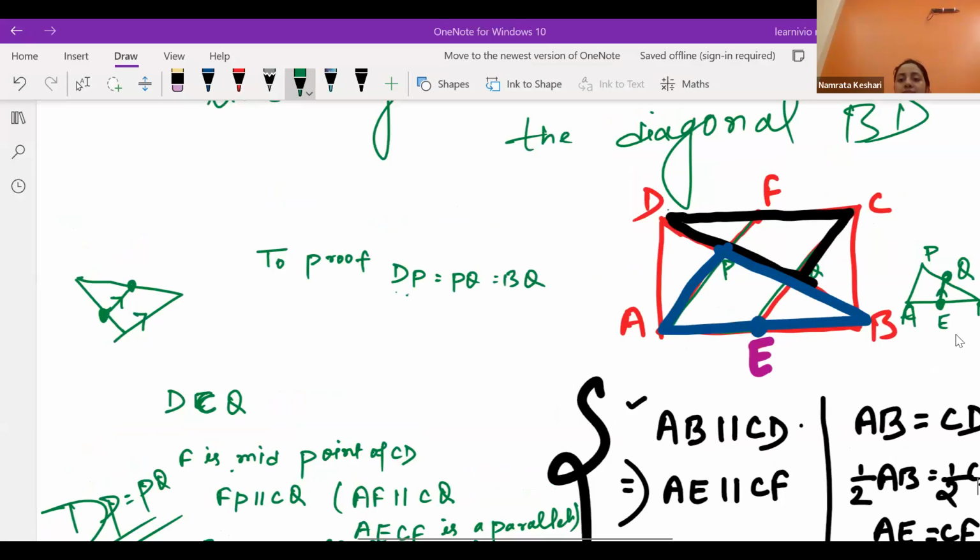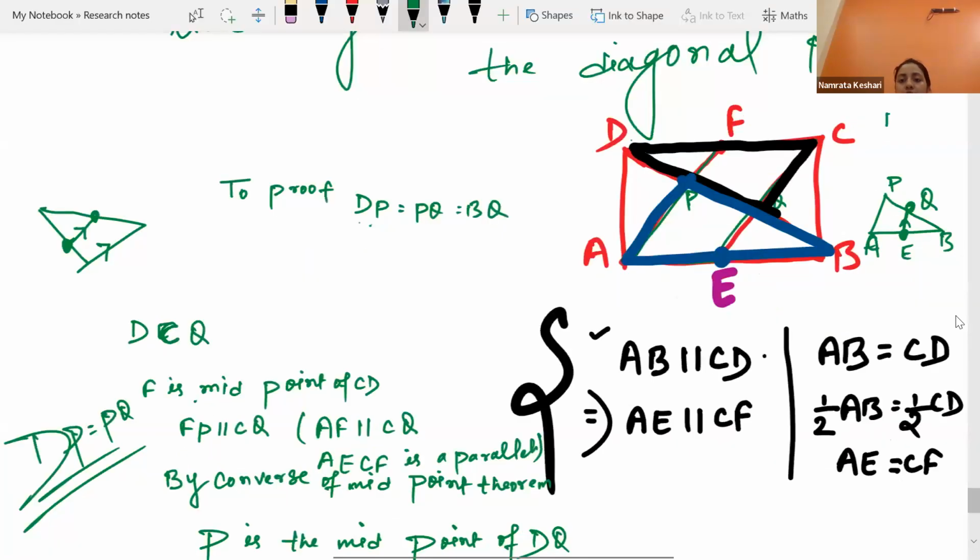So we will say that BQ is equal to PQ. Now only we have proved that DP is equal to PQ. Now we are saying that BQ is equal to PQ. That means DP, PQ, BQ all are the same. Yes or no? Yes, ma'am.